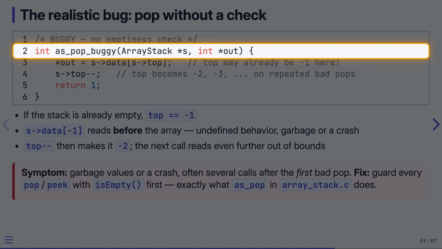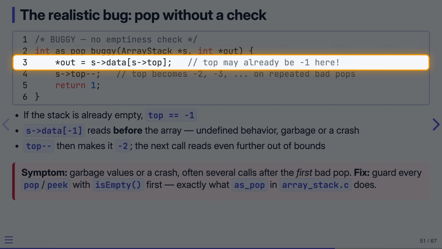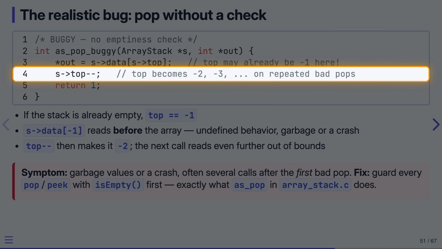The function is as_pop_buggy. It takes an array stack and an out pointer, but it never checks whether the stack is empty. This line reads s->data at index s->top. If the stack is already empty, s->top is -1, so this reads before the array. Then we decrease top by 1, so s->top goes from -1 to -2. The next bad pop reads even further out of bounds.